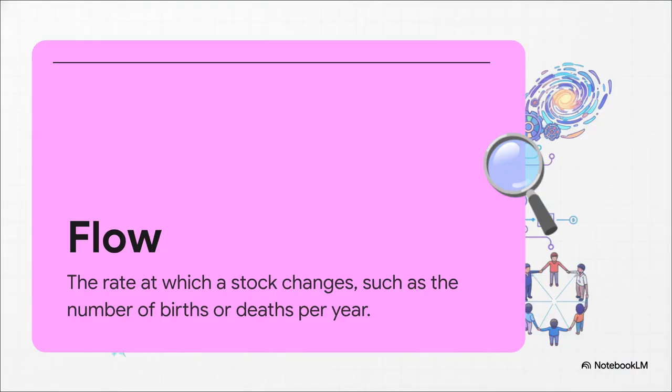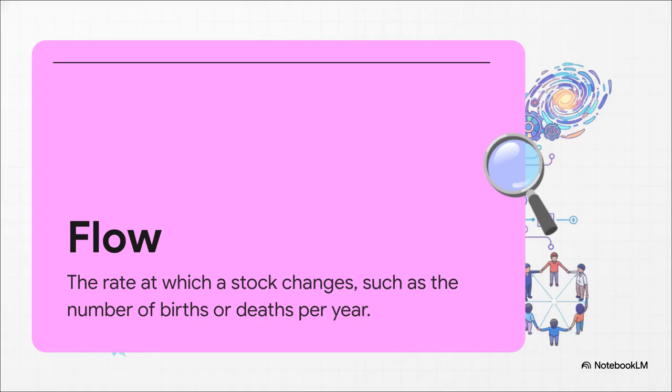The second idea, that's a flow. And a flow is just what it sounds like. It's what makes the stock change. So, back to our bathtub analogy, the faucet filling it up, that's a flow. The drain emptying it out, that's another flow. For our animals, it's exactly the same idea. The flows are the births, which make the stock go up, and the deaths, which make the stock go down.